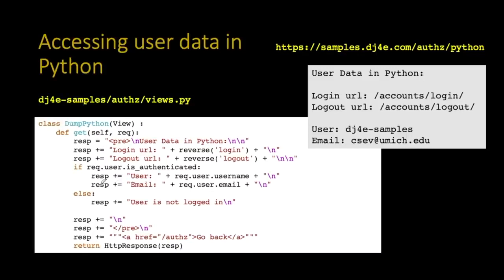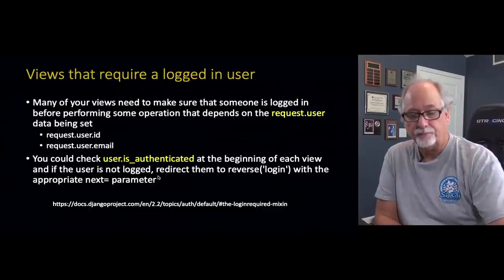User is authenticated. Their username, their email. I could have had req.user.id if I wanted here, and otherwise it's not logged in. And then I just throw this back as a simple HTTP response. This isn't all that useful. It's just showing you how to get your hands on those values if you're in Python. So sometimes you're in Python, sometimes you're in templates. Quite commonly, you're in templates.